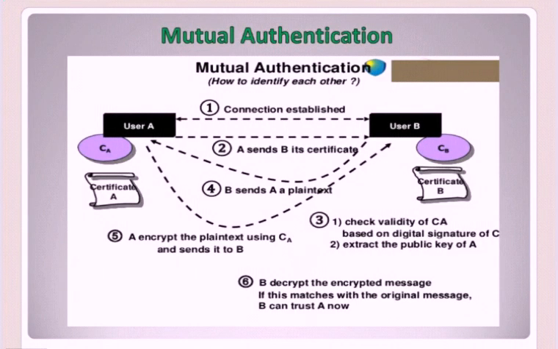Mutual authentication. The GSI uses secure socket layers, that is SSL, for its mutual authentication protocol. We know that mutual authentication is nothing but the involved parties identifying each other's identity. Here the two users, user A and user B, are involved in communication. Now let us see the diagram given in this slide. The diagram itself clearly explains the 6 steps involved in mutual authentication.